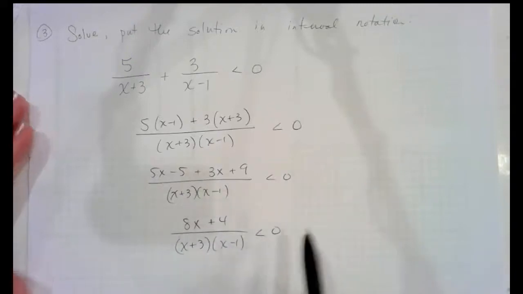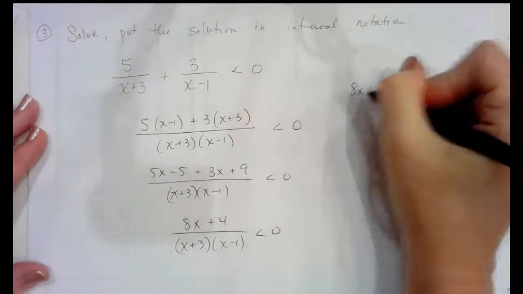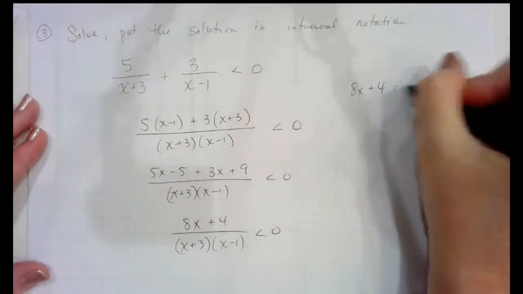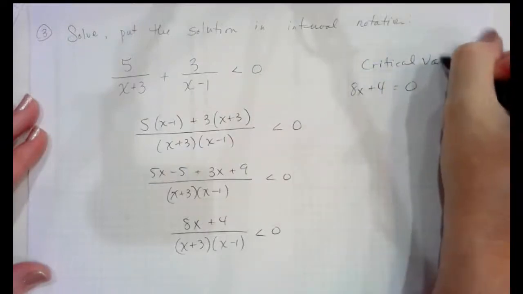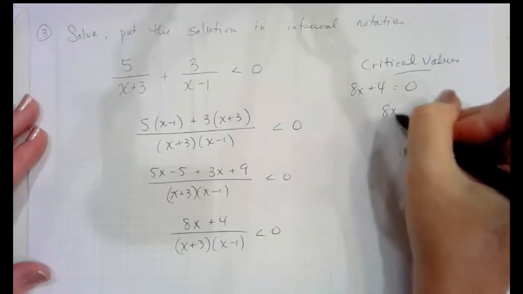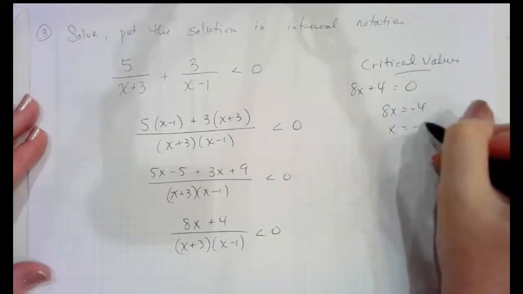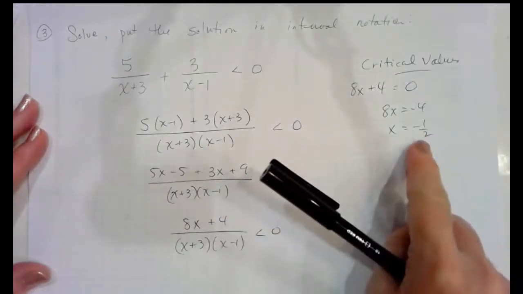So we've got a numerator which we will set equal to 0 because we're looking for critical values. If we do that, we see 8x equals negative 4, x equals negative 1/2. So there's our first critical value. Remember, they're going to go on the number line.